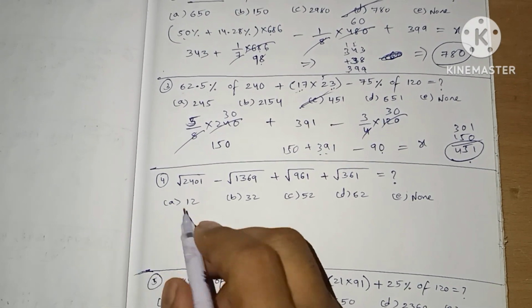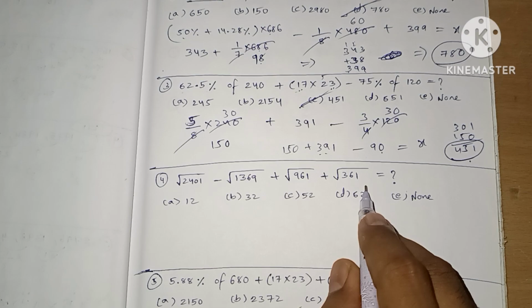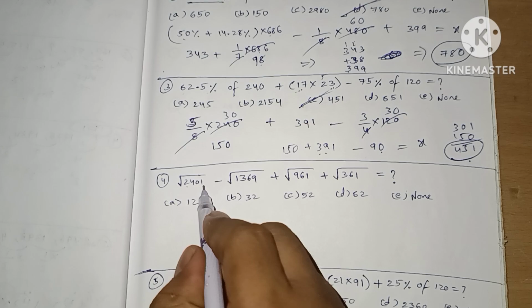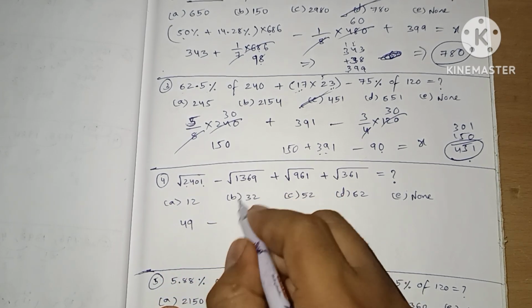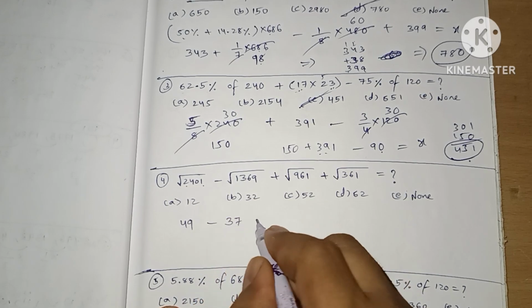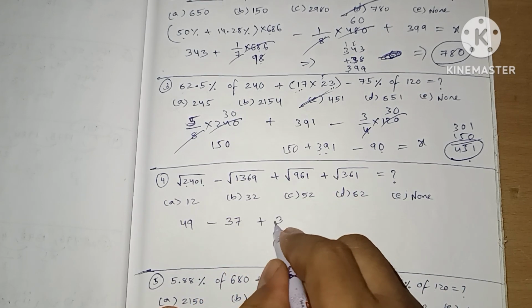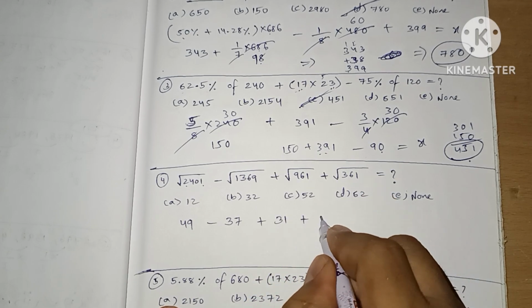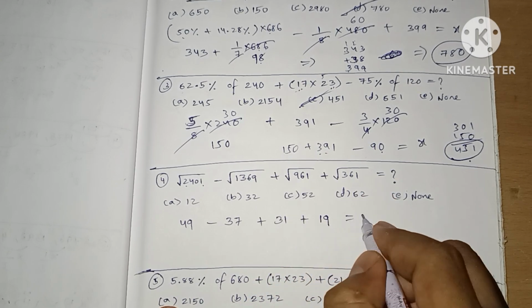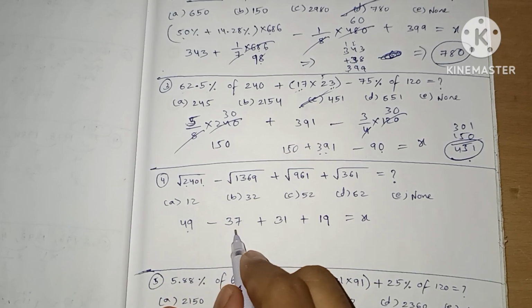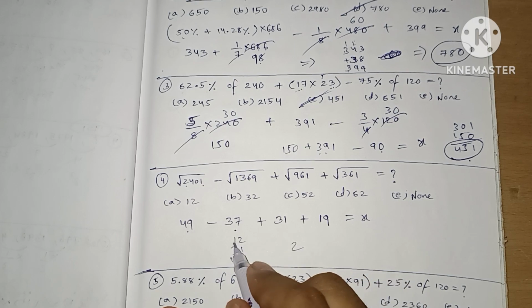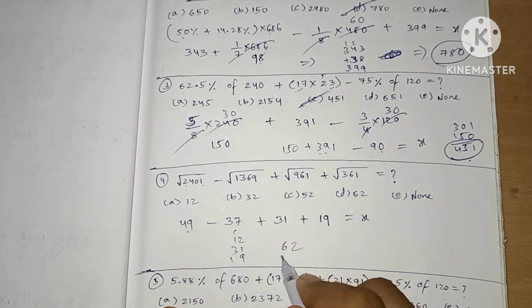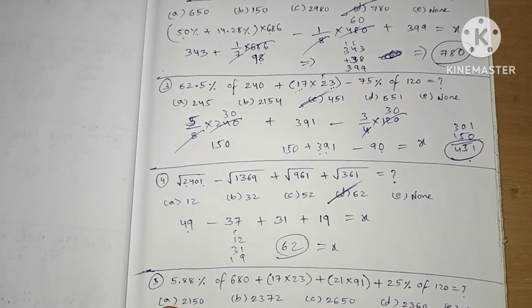Next, fourth question. In this question, to find the solutions, we must know the squares. 2401 is nothing but 49 square, minus 1369 is nothing but 37 square, plus 961 is 31 square and 361 is 19 square, whole equals to x. Here the value will be 12 plus 31 plus 19, 62 is our answer, option D.